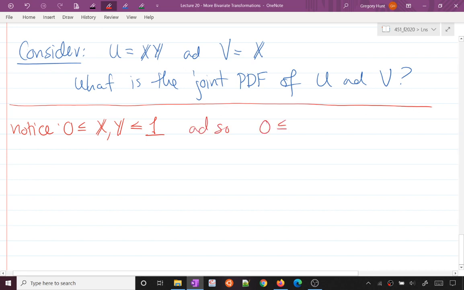So generally, we have the fact that u is always going to be smaller than v, but they're going to be between 0 and 1, right? v is x, which is between 0 and 1. I'm going to multiply by y, which is another number between 0 and 1. So that will actually make that smaller.